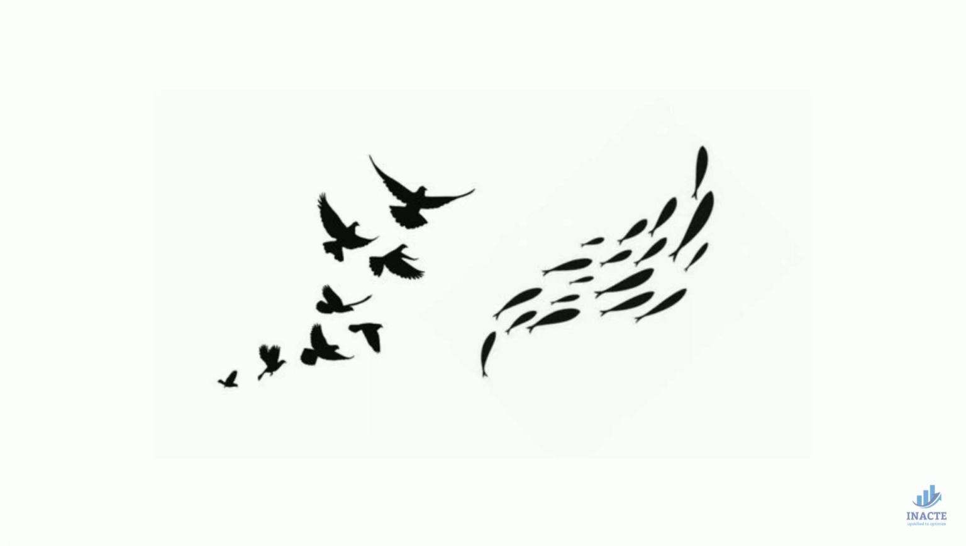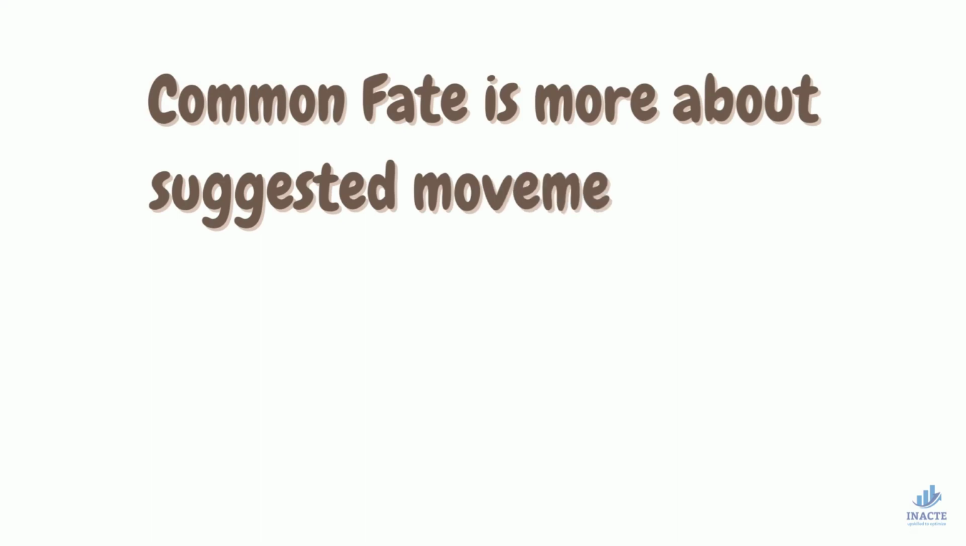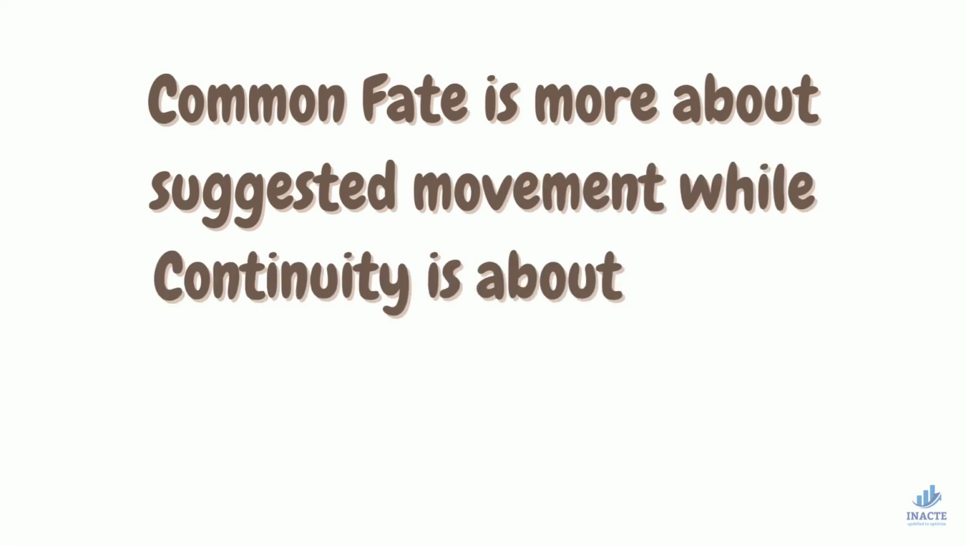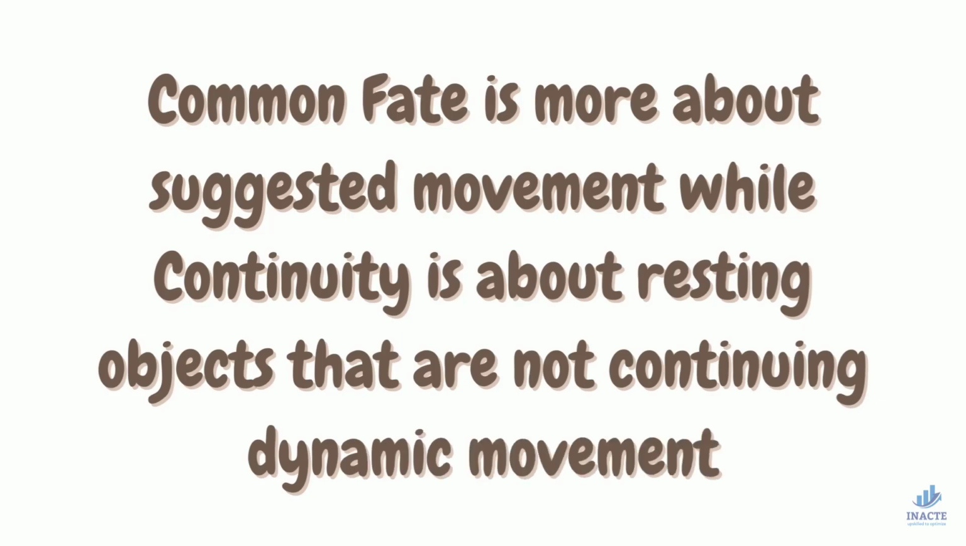A marching band is another example that usually exhibits the Gestalt law of common fate. Common fate is often confused with Gestalt's principle of continuity. Common fate is more about suggested movement, while continuity is about resting objects that are not continuing dynamic movement.